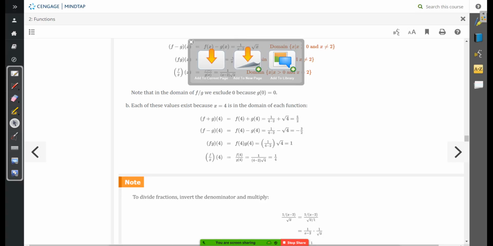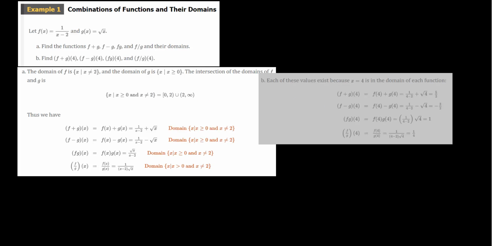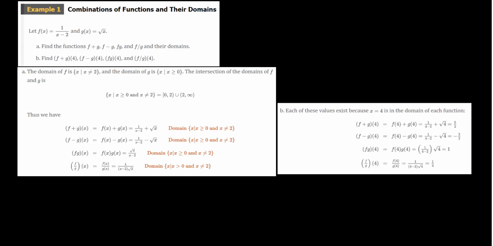And then lastly, I'm just going to snip this as well. We're just evaluating functions at a point. This is the B part. We have the f plus g already given. We already did f plus g, which was 1 over x minus 2 plus square root of x. All we're going to do here is plug in 4 everywhere there's an x and solve. So that's how we evaluate each function at those points. Moving on.